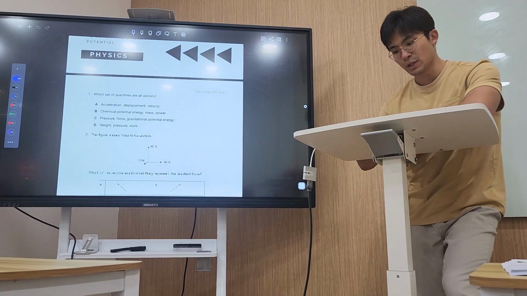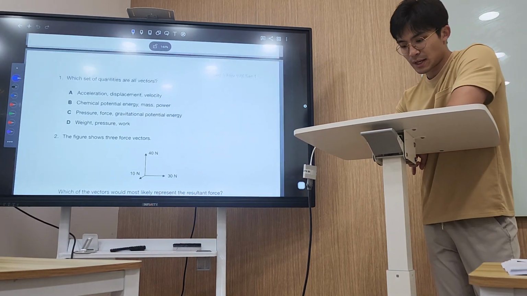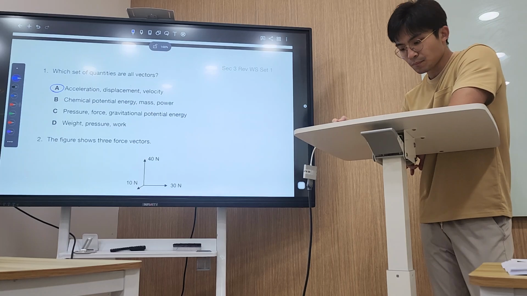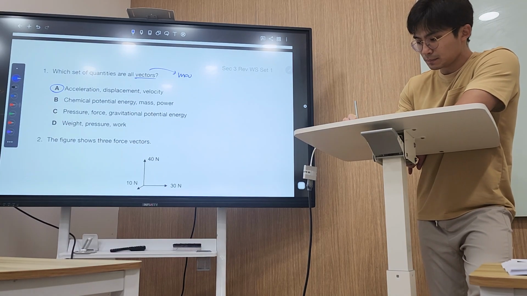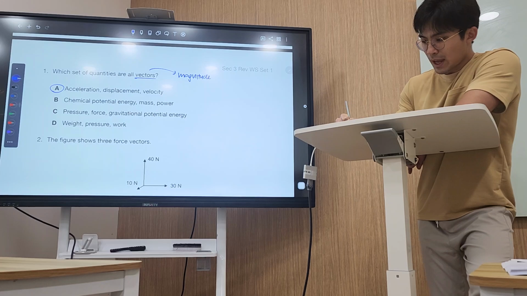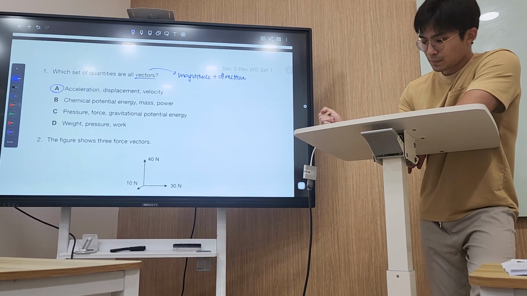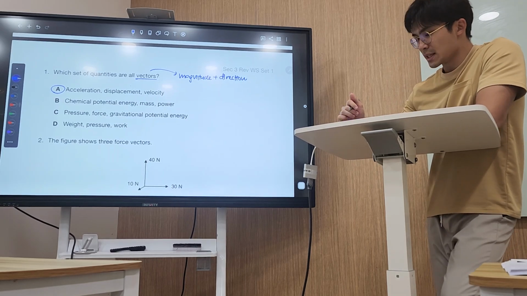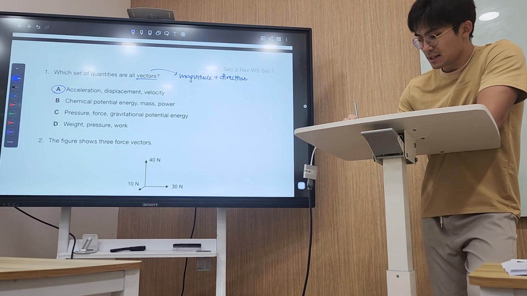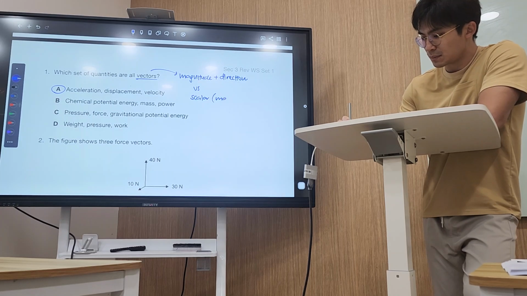MCQs first. Which set of quantities are all vectors? Your answer for this one is A. What is a vector? Vector means you have magnitude and you have a direction. Of course, the opposite of vectors will be your scalars. Scalar quantities only have magnitude.